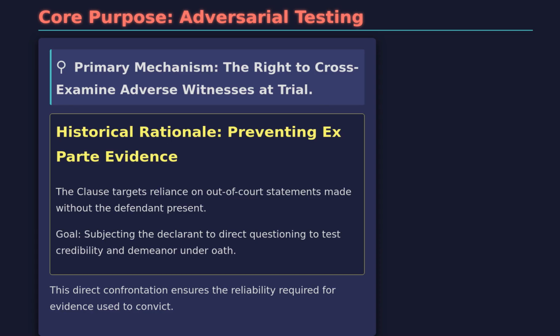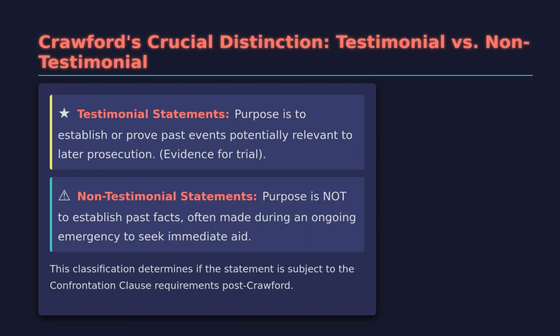The Confrontation Clause exists precisely to prevent this historical evil. It ensures that the jury can observe the witness's demeanor, and that the defense has the opportunity to probe the truthfulness and accuracy of their statements under oath. Without this direct testing mechanism, the reliability of the evidence presented against the accused is severely compromised, undermining the fairness of the entire proceeding.